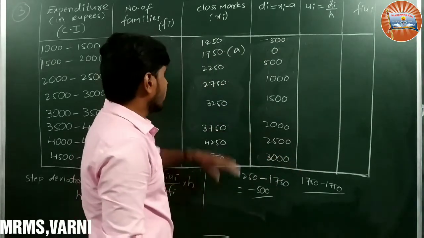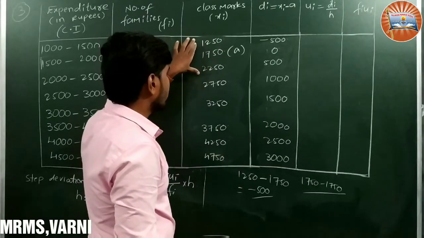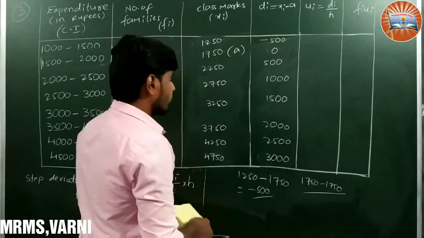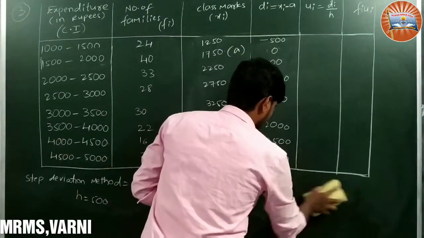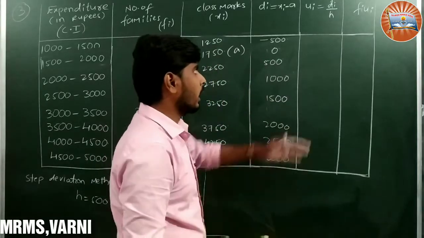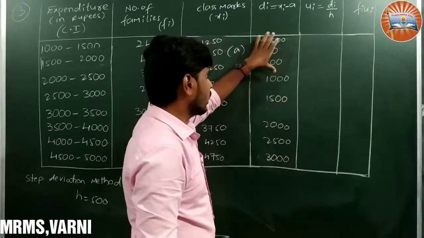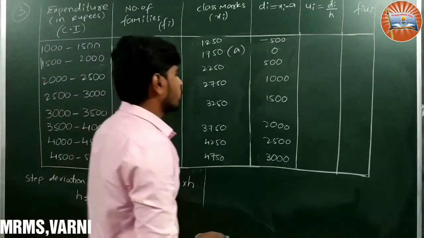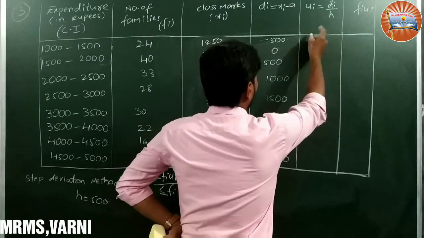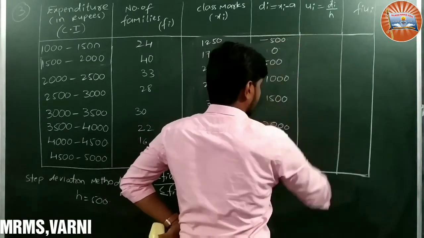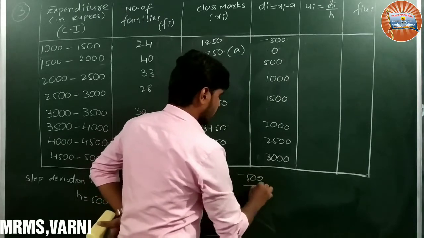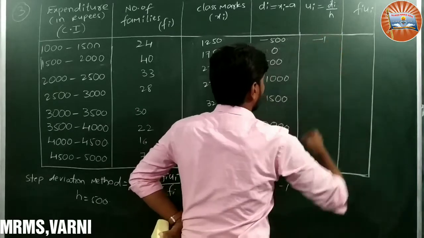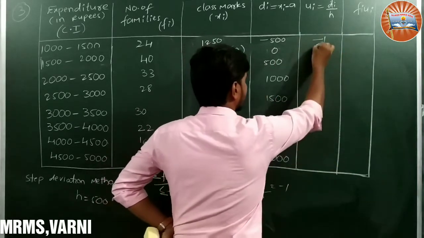How did we get them? Take the subtraction between these Xi values and A. Right. Now we have to find the Ui values. Ui is nothing but Di by h. It means these Di values divided by the h value. Minus 500 by 500 gets cancelled, minus 1. Minus 1 is the Ui, and 0 by 500 is 0.